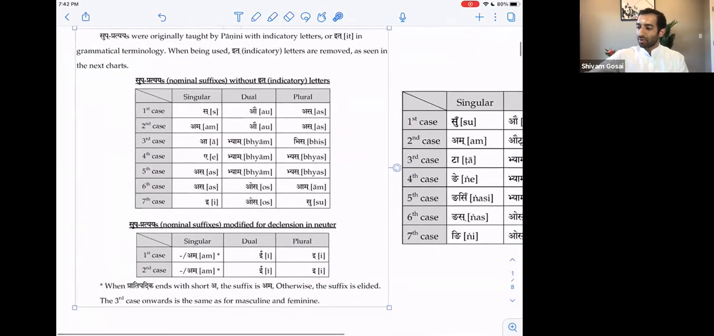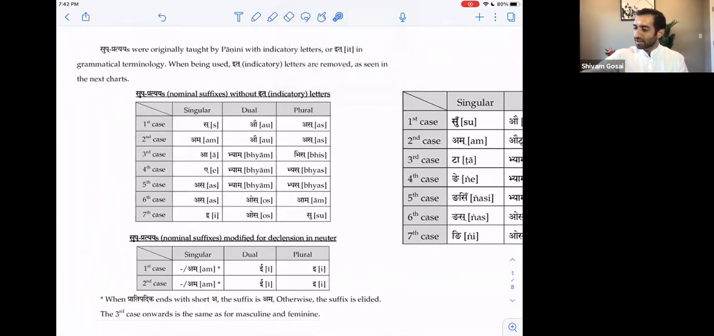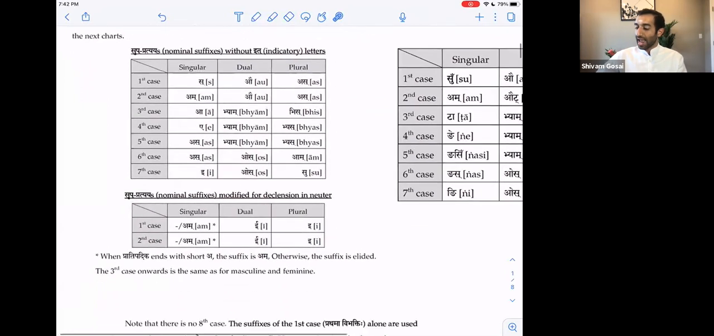This chart right here is both in masculine and feminine. There's some little changes in the neuter. We'll see down here, where we have e, e, e, e. And it's only the first two cases that are different. The third case onwards is going to be the same as masculine and feminine. Thank God, right?